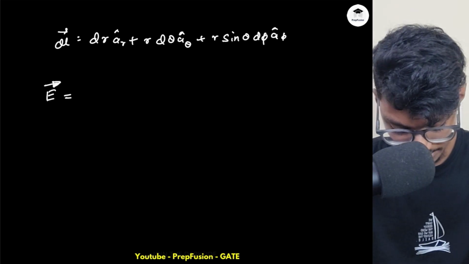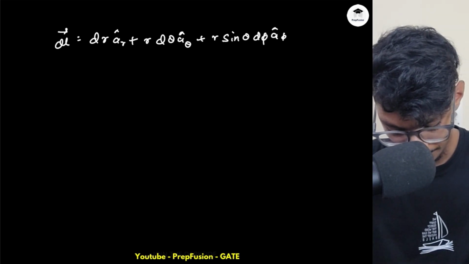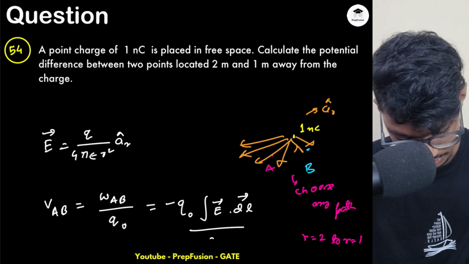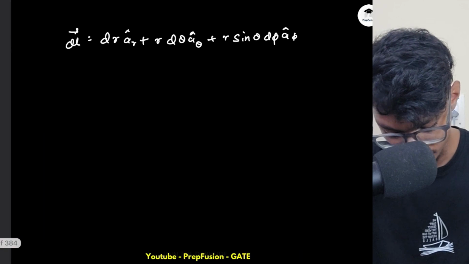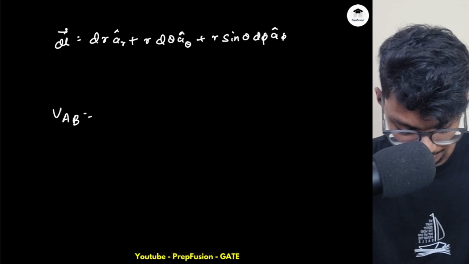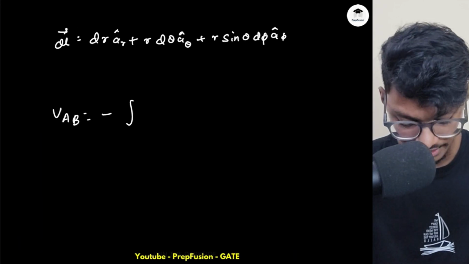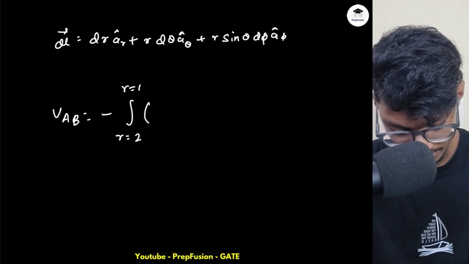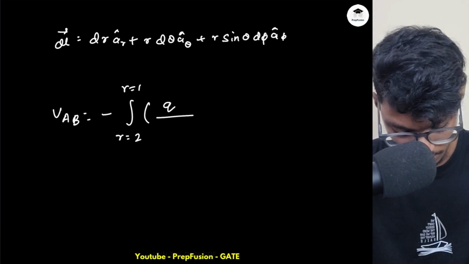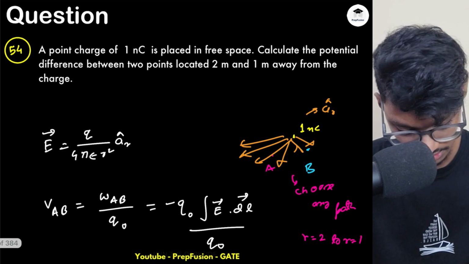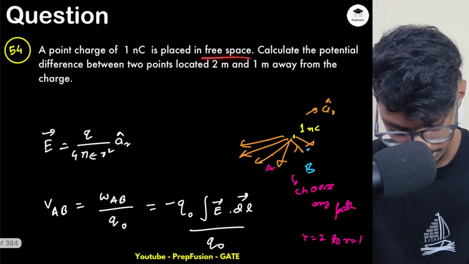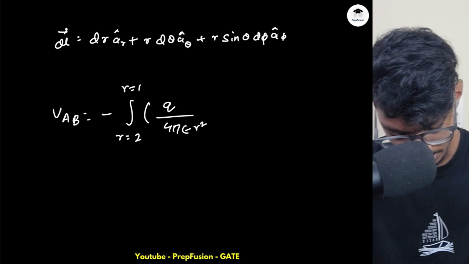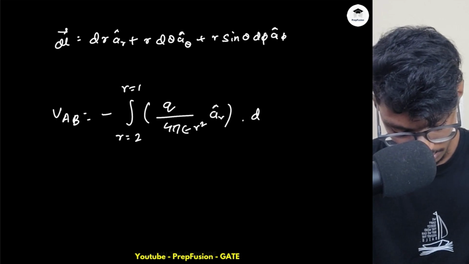Here what we need to do is E dot dl. So q naught will simply get cancelled, since I have q naught here also. So VAB will be simply minus the integral of E dot dl from point A to point B, that is from r equals 2 to r equals 1. The electric field is Q upon 4 pi epsilon. This is in free space, nothing is mentioned, so I will assume free space. So 4 pi r square, and this will be in the ar cap direction, dot dr ar cap.